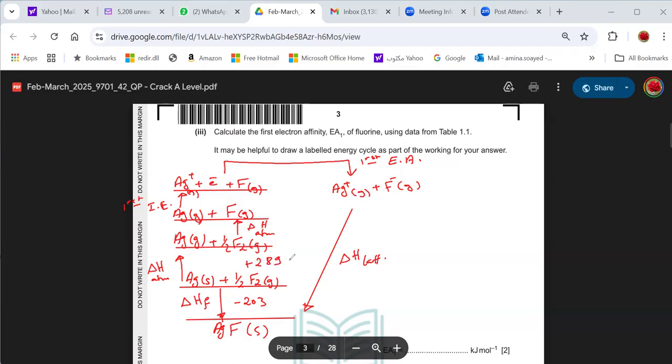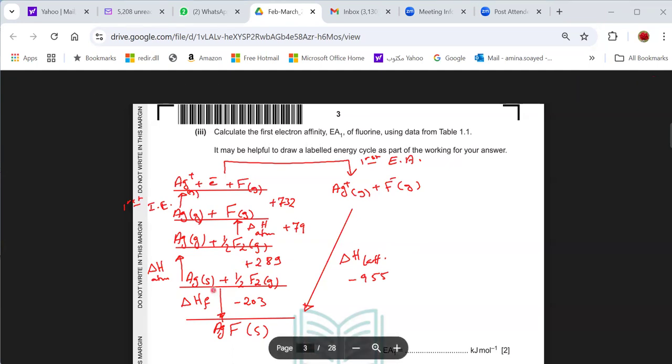The enthalpy change of atomization of fluorine is positive 79 kilojoules per mole. The first ionization is positive 732 kilojoules per mole. And the lattice energy is minus 955. As we usually say, we have to find two routes. The first route is the enthalpy change of atomization. It's going in this direction, but all the other arrows are going together, one after the other.